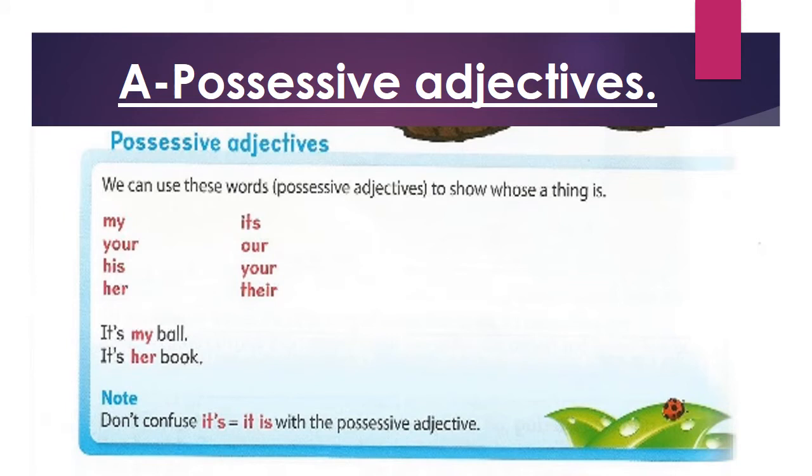Here we have a small example. It's my ball, it's her ball, or book. Okay, so here I think this is a very simple example. And don't confuse it's with apostrophe and its. It's with apostrophe is the short form of it is. But for possessive adjectives here, I'm going to write its without apostrophe, so don't forget to note this small point.